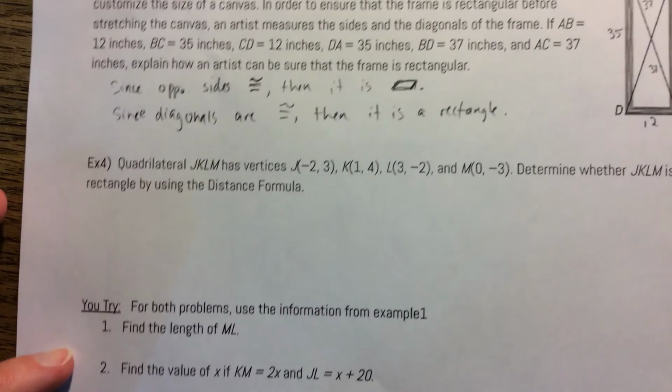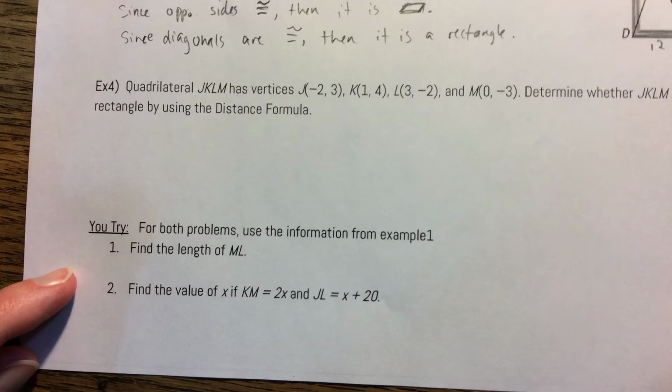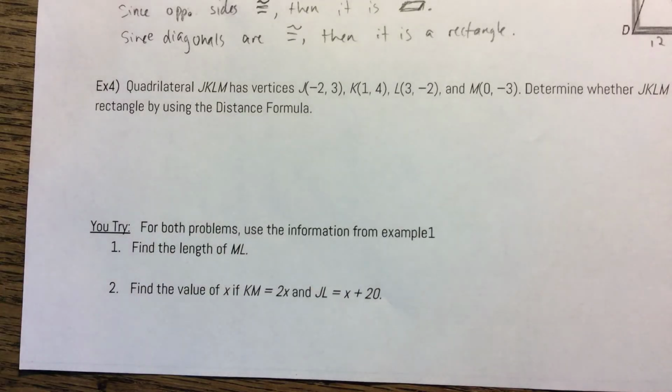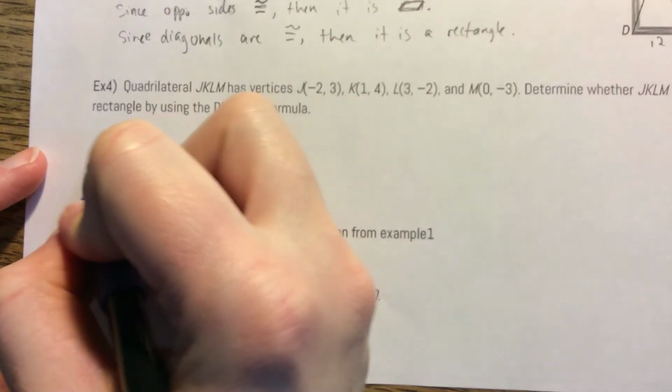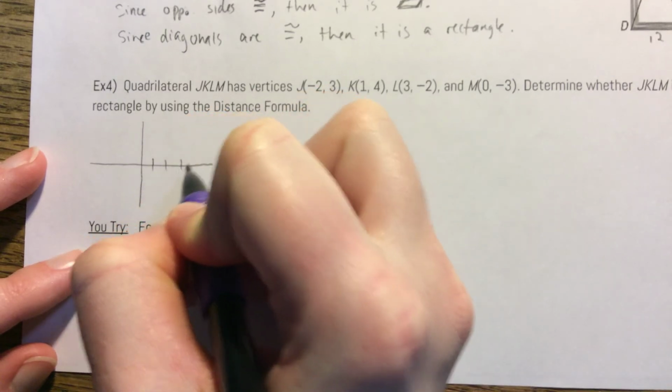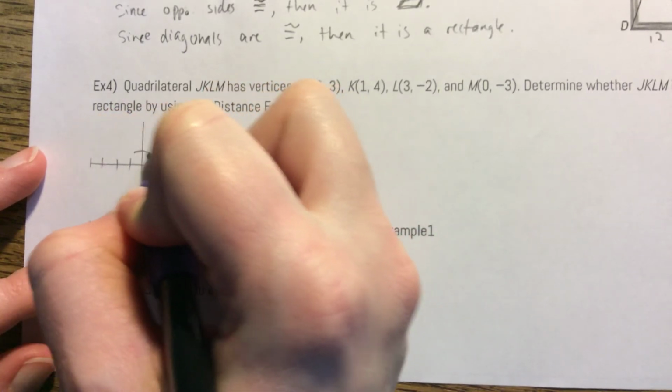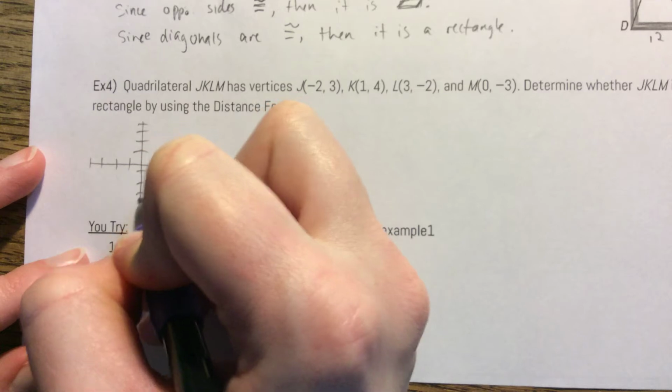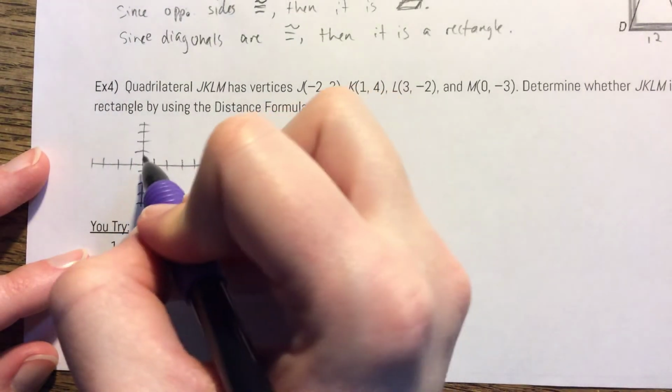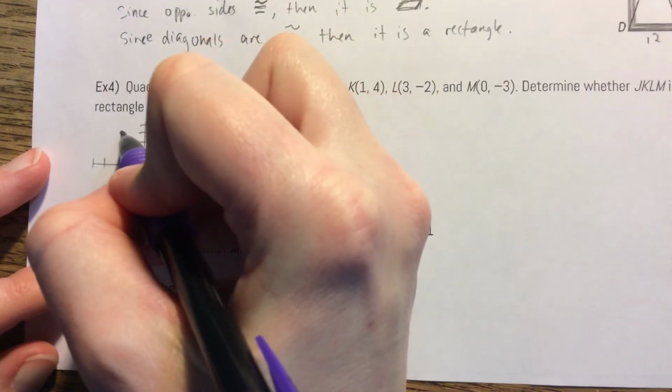All right, last example. Quadrilateral JKLM has these vertices. Determine whether it is a rectangle by using the distance formula. So the first thing I'm going to do is sketch this out. So -2, 3.